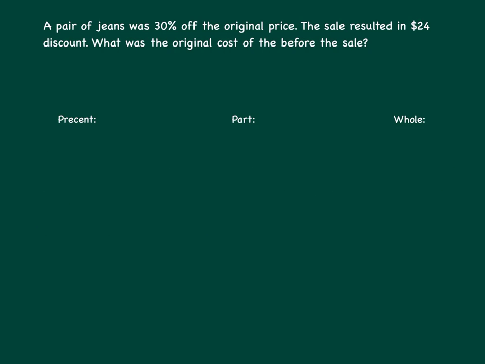So next, we need to look at the word problem and organize it by looking at the percent, part, and whole. So let's look at the percent that was given. We know that a pair of jeans was 30% off the original price. So we know that the percent, therefore, would be 30%.